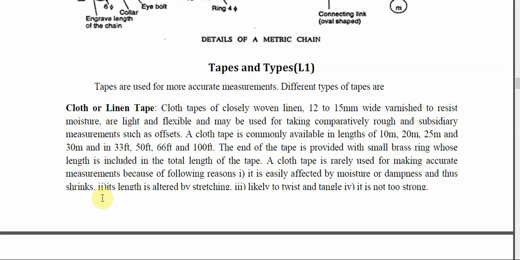The cloth tape is commonly available in length of 10, 20, 25 and 30 meters, and in lengths of 33 feet, 50 feet, 66 feet and 100 feet. The end of the tape is provided with small brass ring whose length is included in the total length of the tape.